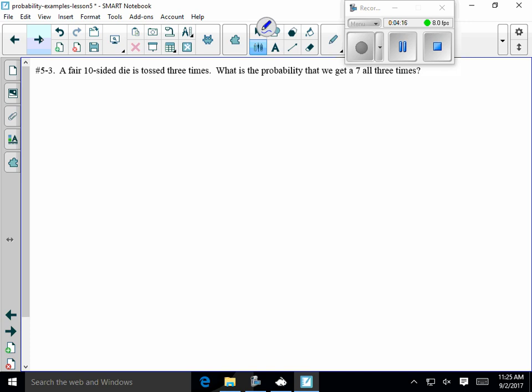Yeah, for one roll, for a single roll, what we've got essentially is a 10-sided die. So we could get a 1, a 2, a 3, a 4, a 5, a 6, a 7, an 8, a 9, or a 10. Right? And we want specifically the probability we get a 7. So each of those are equally likely to occur.